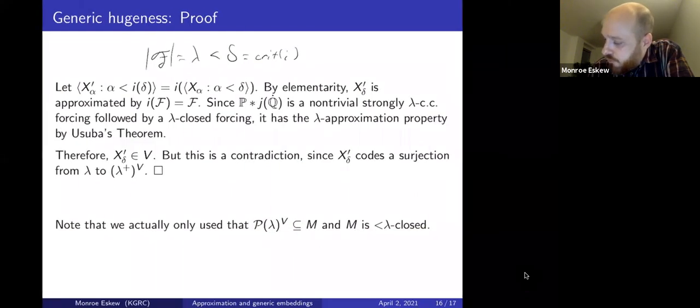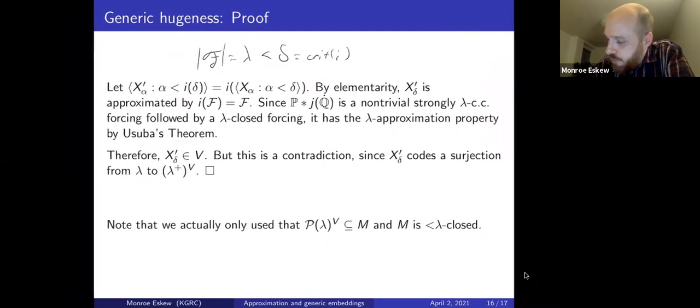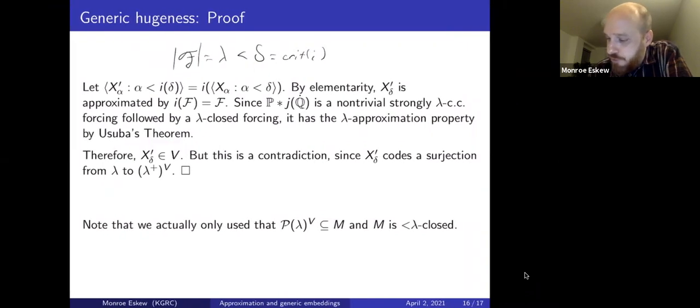I can also say something about the optimality of the argument: if you drop down to a notion of generic almost hugeness, then it will have this amount of closure, and it typically will not have this property.